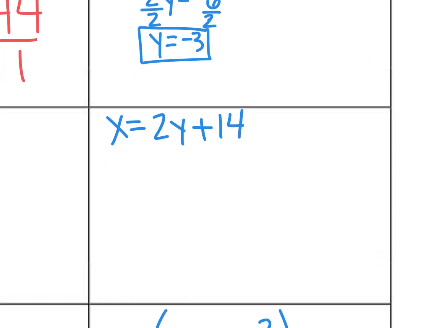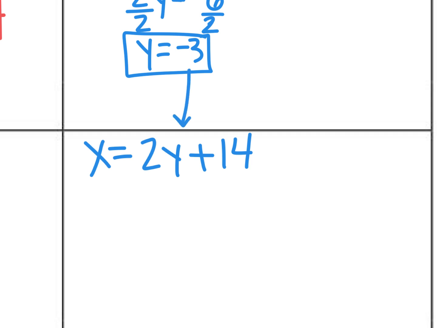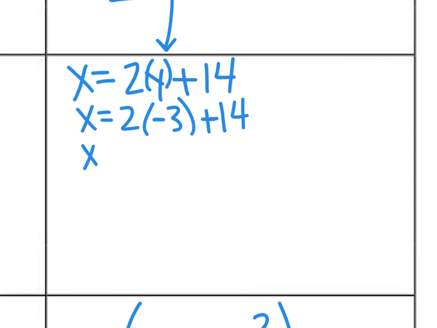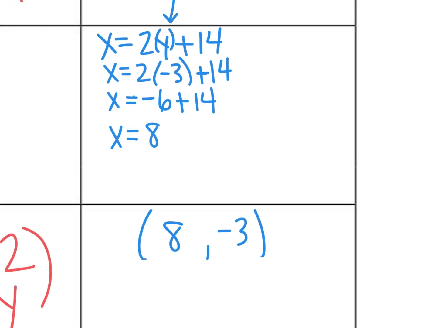And now they're telling us that we got on that first part, y is -3. So I'm going to end up putting it here. So x equals 2 times -3 plus 14. I could put that in my calculator, or I can solve it individually. 2 times -3 is a -6 plus 14. So now a -6 and a 14 is a +8. So that's going to be my x. So if we graphed these and we looked for the point of intersection, it will be 8, -3.